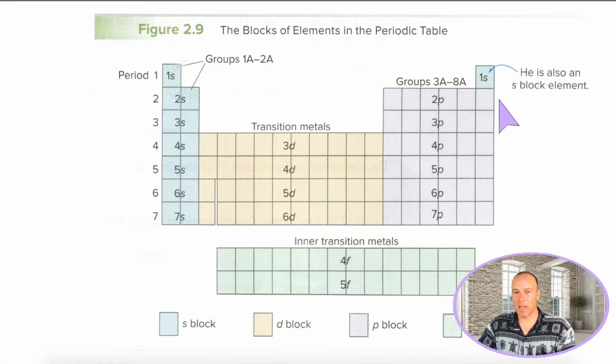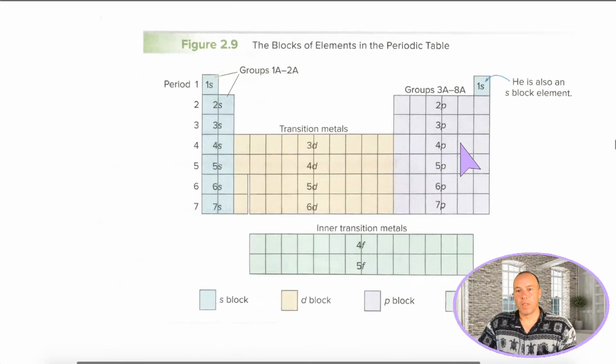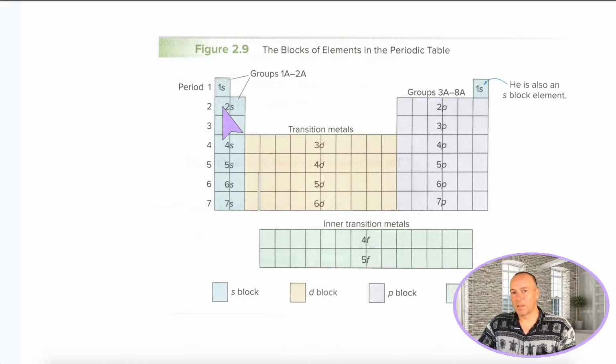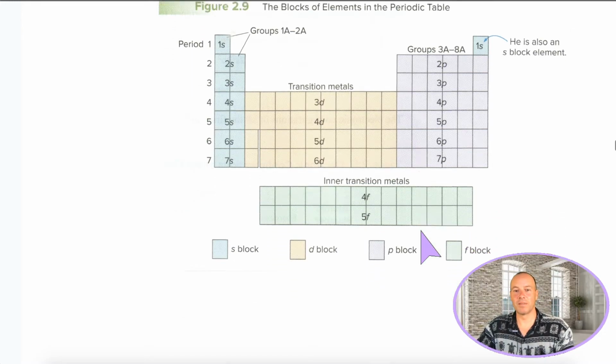This is the P block, this purple rectangle over here, and this is the D block, and this is the F block, and each block is also further separated. So you have the 1s, the 2s, the 3s, the 4s, and then the P block is separated into the 2p row, the 3p row, the 4p row, and so on. And we'll talk more about this periodic table when we start doing electron configurations in the next video.